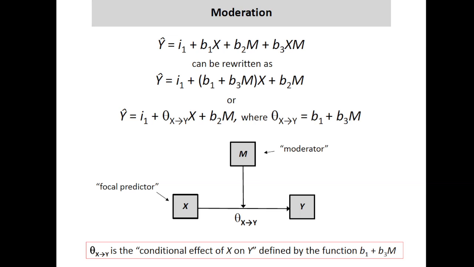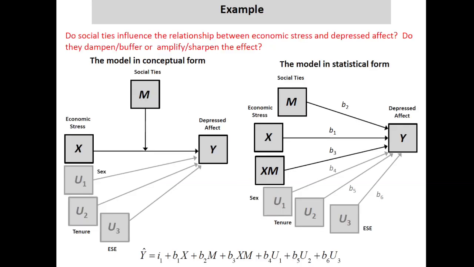So B3 plays an important role in moderation, because if B3 is 0, that turns this whole function into just B1, where x's effect is no longer dependent on m. It's independent of m. So we test moderation by testing the value of B3 against some alternative. So here's an example.